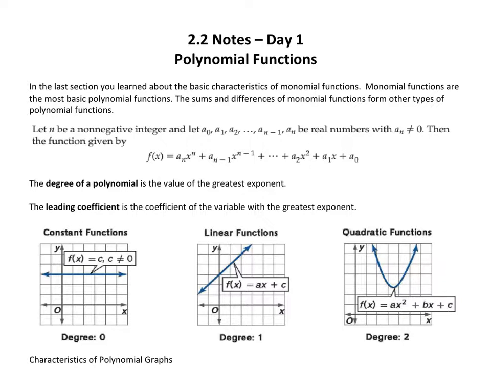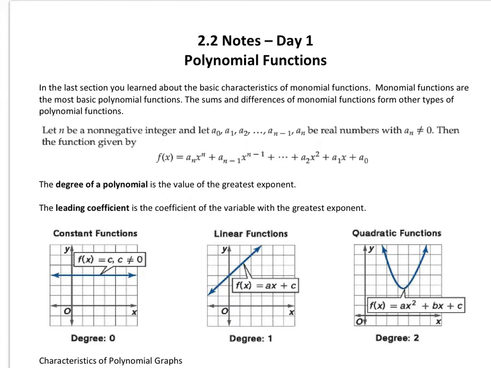The degree is your greatest exponent. So you have to scan through and look for your greatest exponent. The leading coefficient is the coefficient of the term with the greatest exponent. So you're looking for the greatest in both aspects. It says here we have a constant function and its degree would be 0.